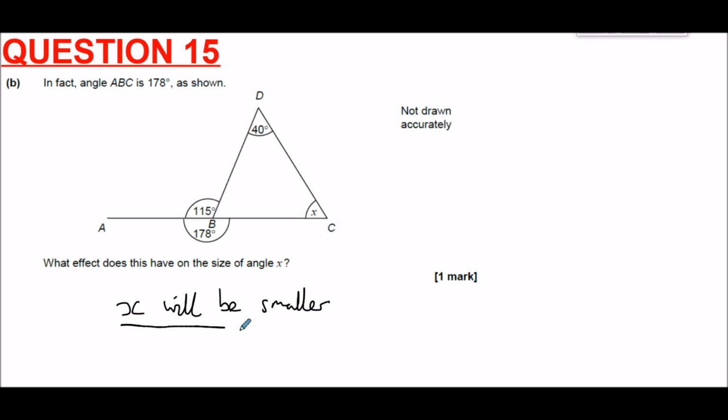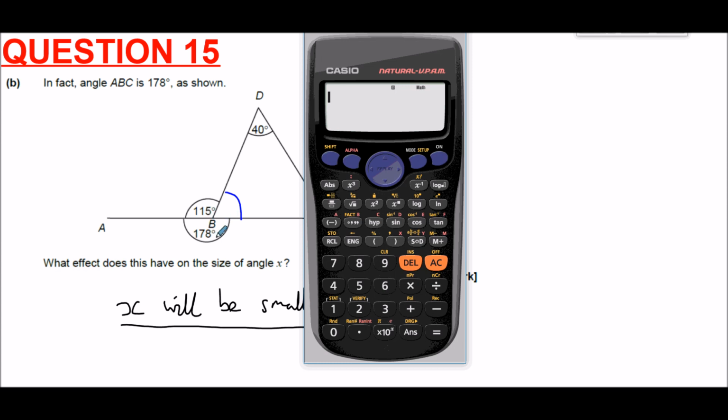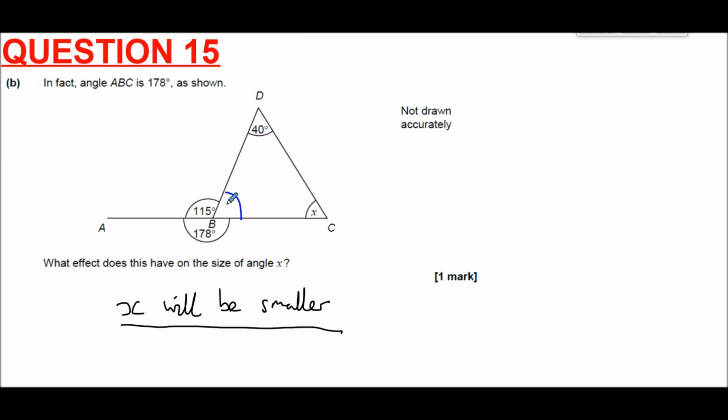That would get you 1 mark, but you're thinking, well, how do you know that? I'll show you how you can work it out. All around B are these 3 angles, and angles around a point, angles around a circle, will add up to 360 degrees. Now we're told that it's not actually a straight line. The angle at B will be 360, take away 115, take away 178. So the angle at B is actually going to be 67 degrees.